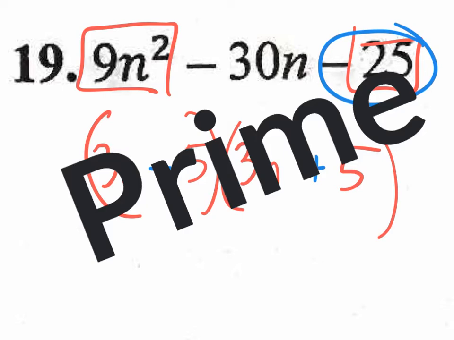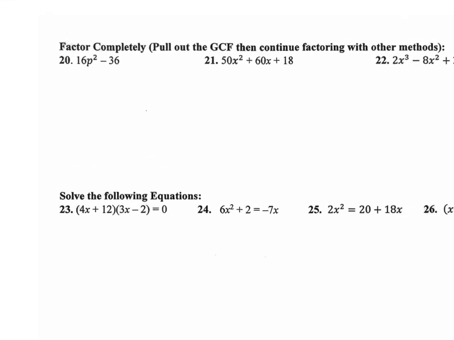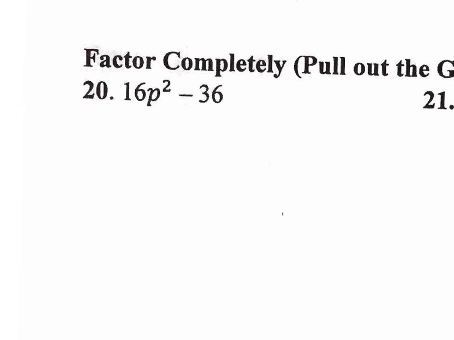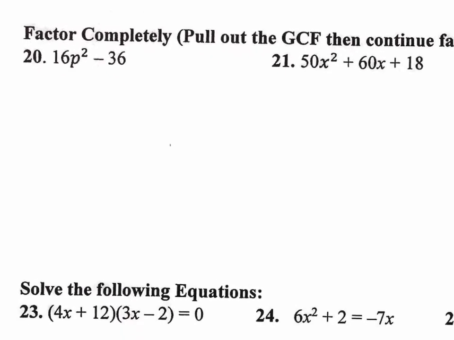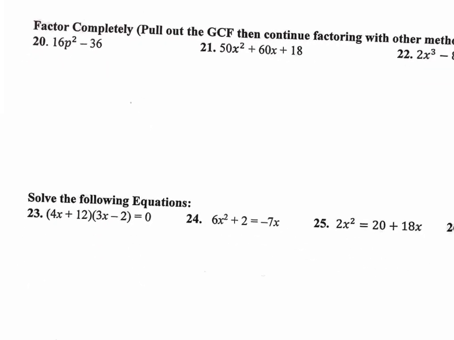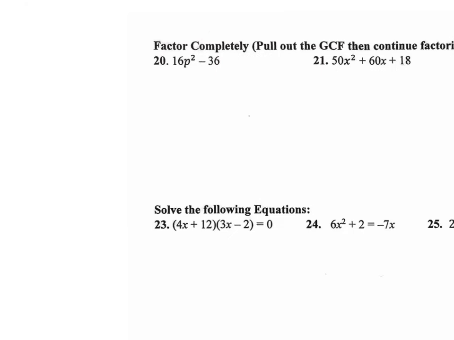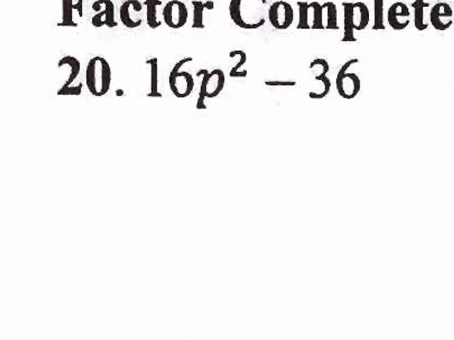Let's move on. So on the back side of our worksheet, we're going to pick up on number 20. And this first section of the back side says factor completely. And if you read right here, it says pull out the GCF and then continue factoring with other methods. So let's take a look at number 20. And it tells you to pull out a GCF. So what is the GCF on number 20? 4. And if you do pull out a 4, what do you have left?